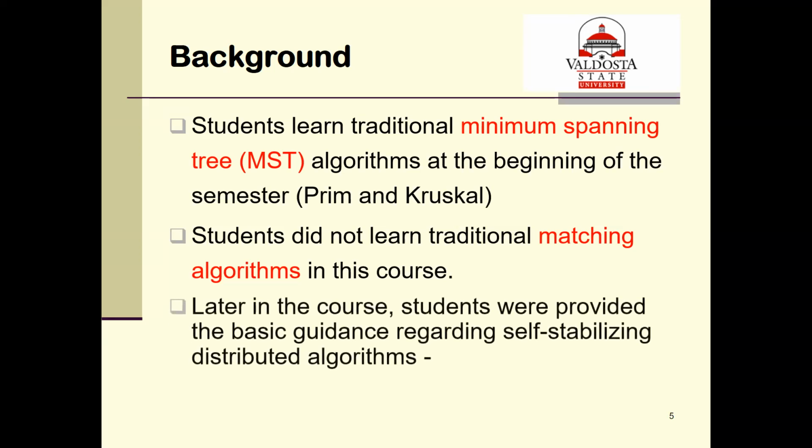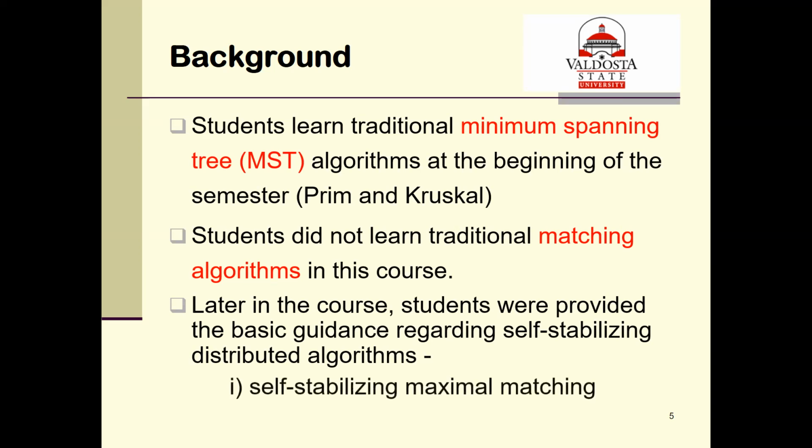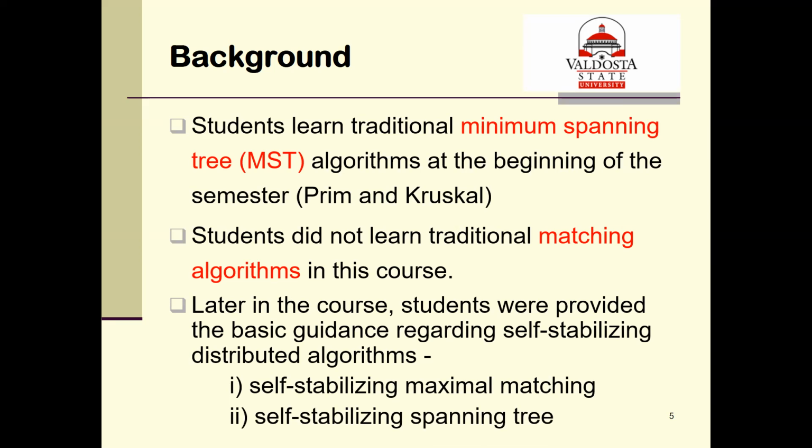So when we later in the course introduce the distributed version of these algorithms, we chose two self-stabilizing distributed algorithms: one is self-stabilizing maximal matching, and the other is a self-stabilizing spanning tree algorithm. For the spanning tree, the students already know the traditional algorithms, Prim and Kruskal. But for matching algorithms, they don't see any until this course. According to our syllabus, we don't have any matching algorithms the students are exposed to before they see the distributed algorithm.